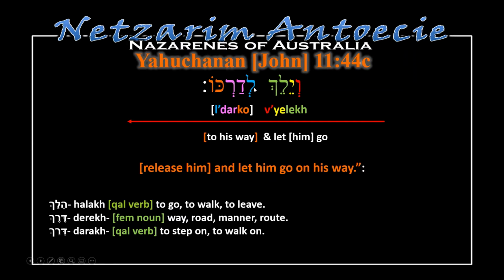And then it is ledarko. So we know the root word is derech, right? Derech, which is a feminine noun. It means way, road, manner, or route. And then the lamed is to, and the vav at the end is his. To his way. Release him and let him go on his way. It's normally how it's translated.